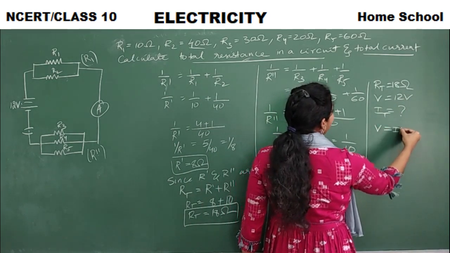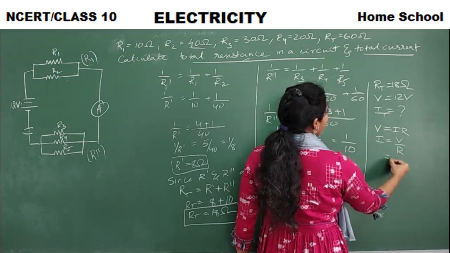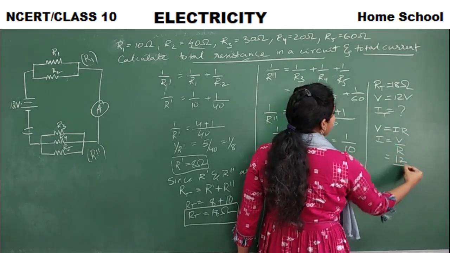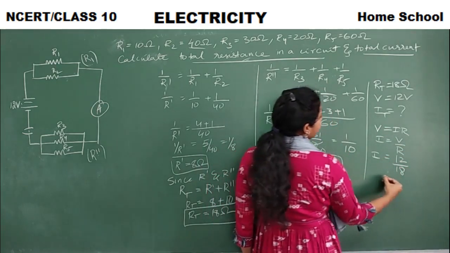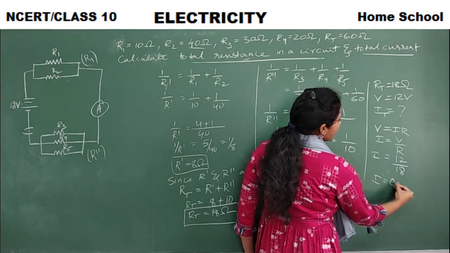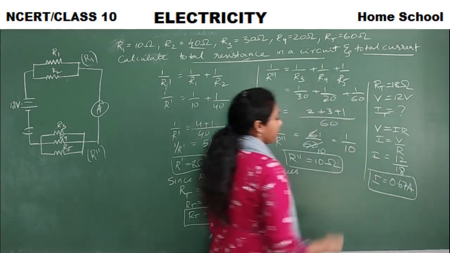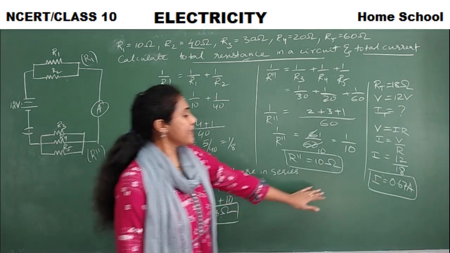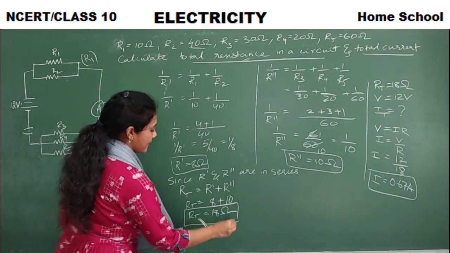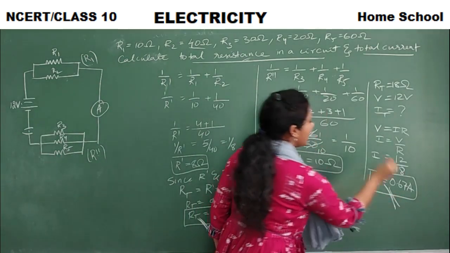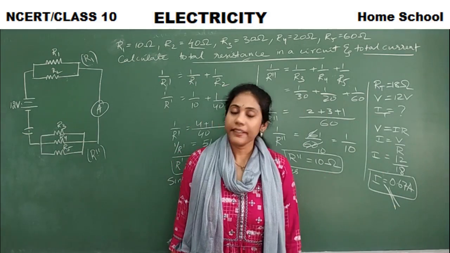V is equal to IR. So I is equal to V by R. So what is V? 12. What is R? 18. So I is equal to 12 by 18, which is equal to 0.67 amperes is your answer. Okay. So this is our total current and this is our total resistance. This is our total current. So this is what the problem, right?